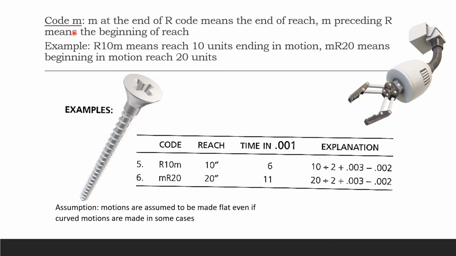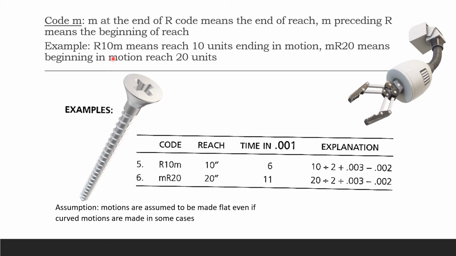Code small letter m. So when you look at the code, a small letter m at the end of our code means the end of reach. So it's trying to tell you you're reaching 10 inches and then you're going to end that reach. So m preceding R means the beginning of reach. Here m, then you have your R, and then you have 20 inches going, okay? And this is your time standard respective for that motion.